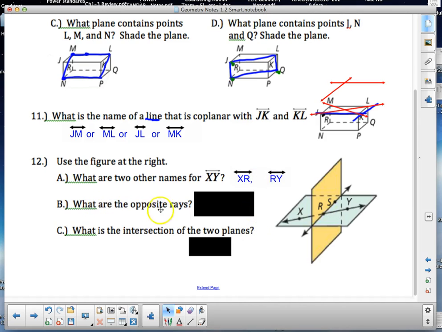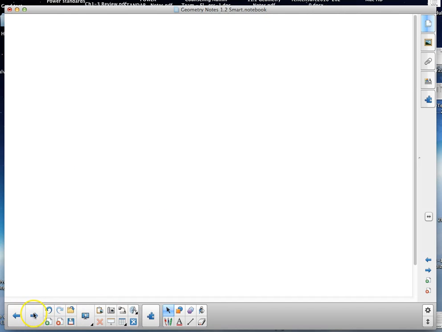What are the opposite rays? Now, I could say that this is an opposite ray with this, but there's no letter over here, so I've got 2 letters on either side of R. So I've got ray RX and ray RY are opposite rays. What is the intersection of the 2 planes? The intersection of 2 planes is always a line, so I got line RS or line SR. Okay? And that's notes for today, folks.